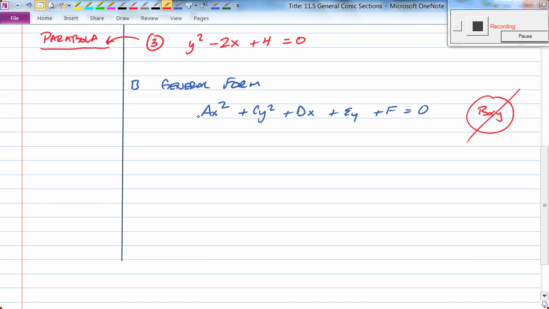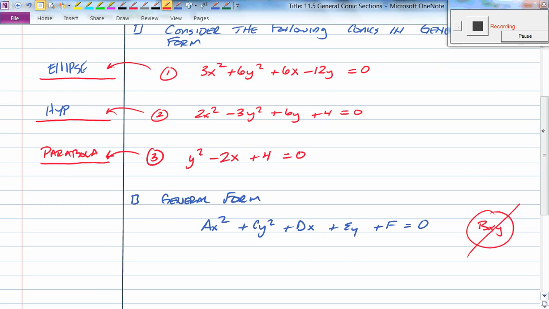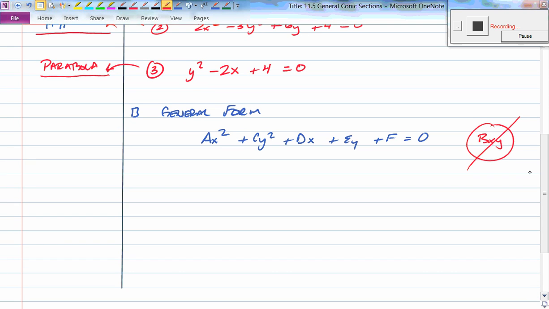So look, you have an x squared, a y squared, a single x, a single y, and a constant term. That's what we're dealing with so far. That's what all of these up here are: an x squared, a y squared, an x and a y, and a constant term if there happens to be one. So the rule sort of goes like this.